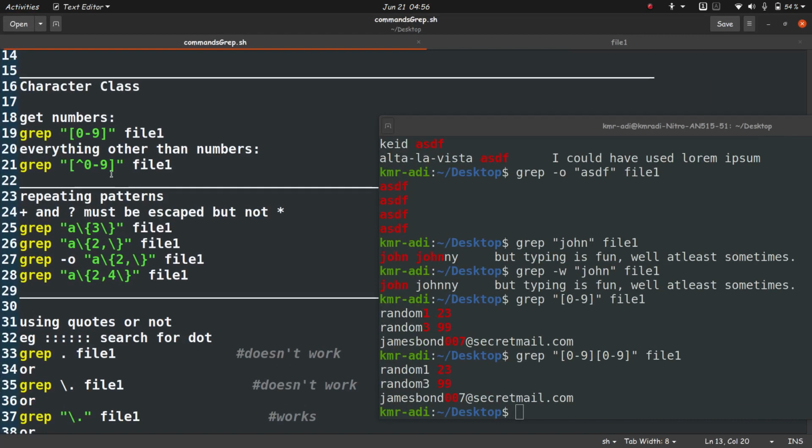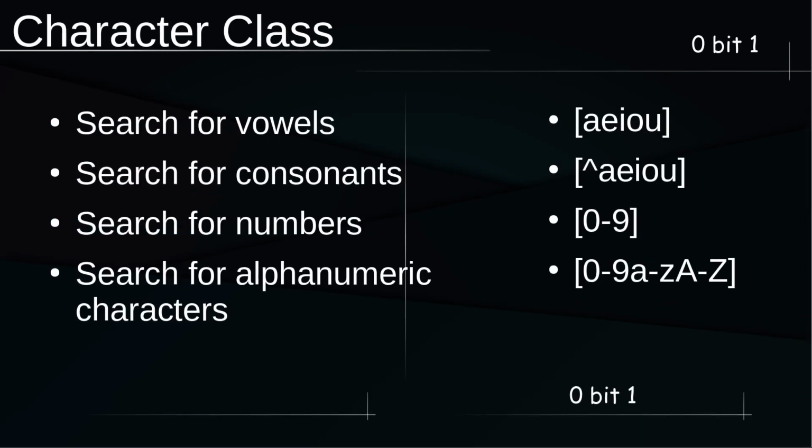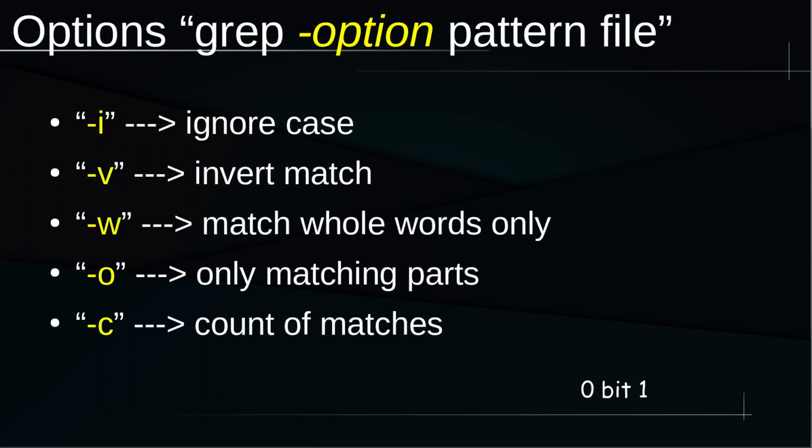Similarly, we have this up arrow if we want to match anything that is not a number. Okay, so now let's move on to the next one, and here we have the options. There are many options. If you want to know them all, just type man grep and you'll get to see all the options, but most of them you will not use. So I have listed the most common ones here.